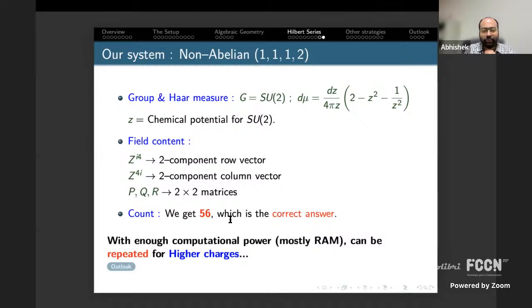So you can keep on doing this. Of course, we didn't do it because we do not have that much computational power, but this method does work, and this is gauge invariant and so on. So from a theoretical physicist's point of view, this is nice.